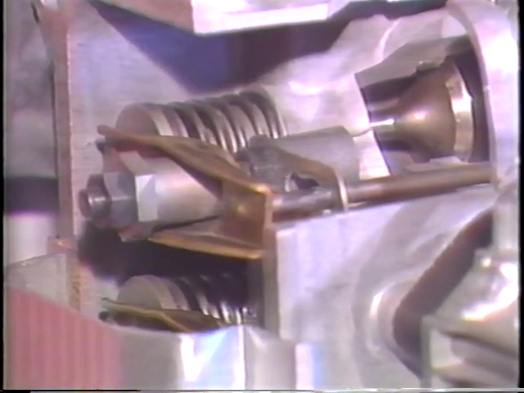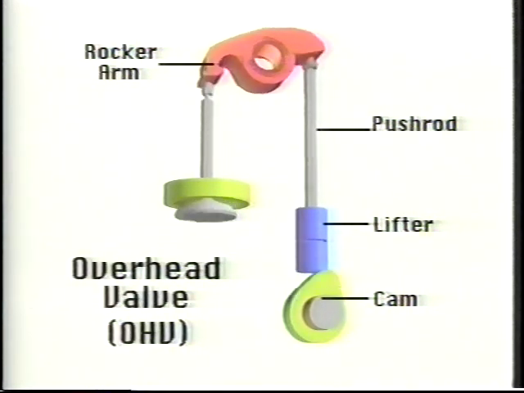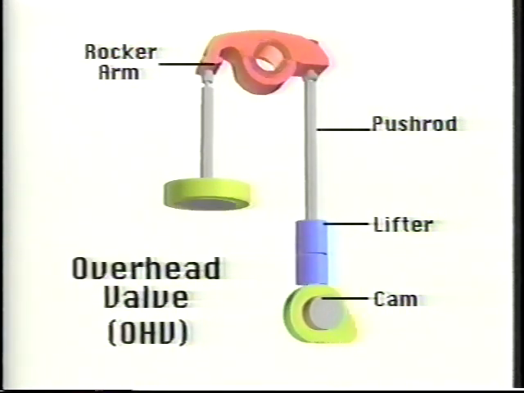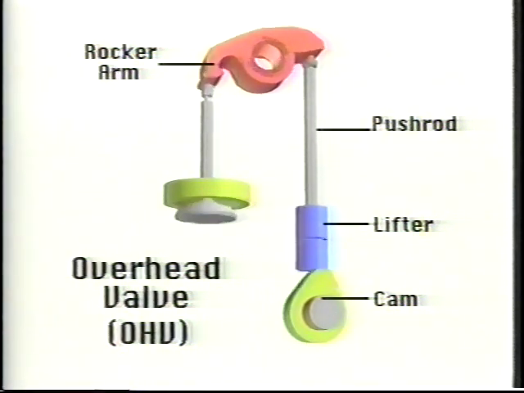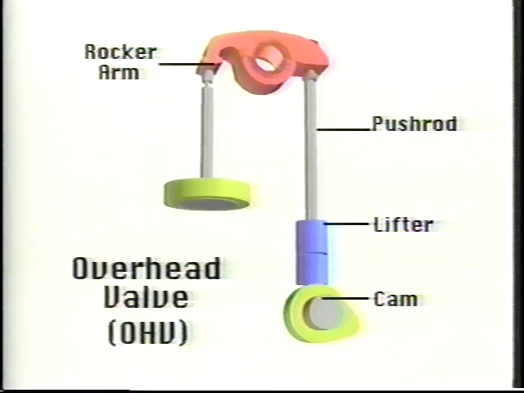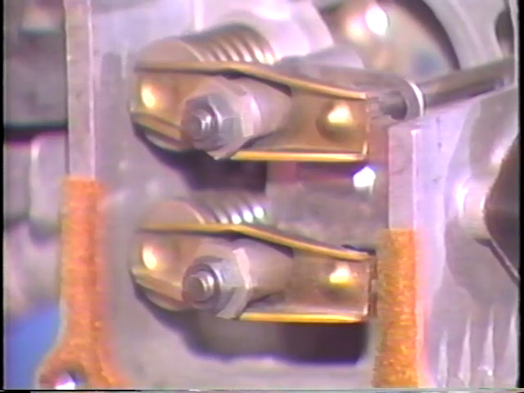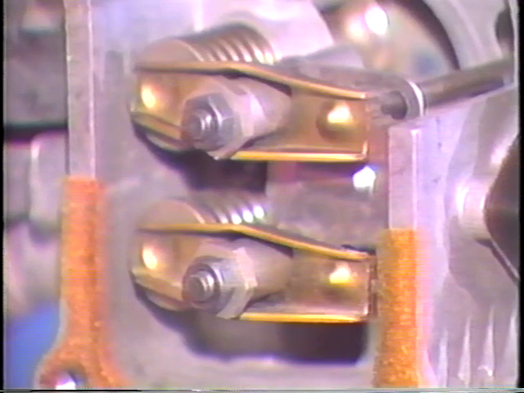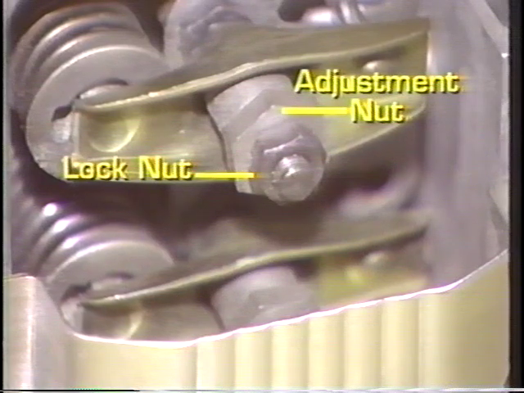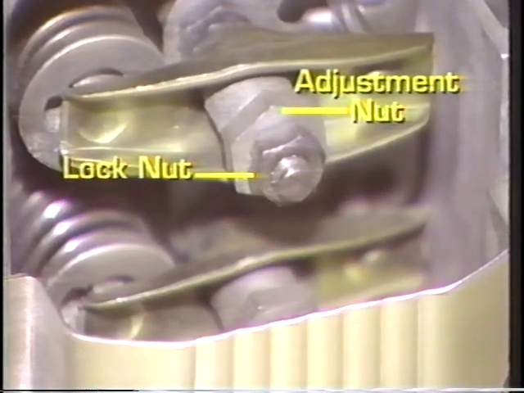This animation shows the fundamental parts of an overhead valve train. The cam is a source of motion. It transfers movement to the lifter and push rod. The rocker arm then changes the direction of motion and pushes down on the valve to open it. Most rocker arms for small gas engines are made of stamped steel for lightness and strength. An adjustment nut and lock nut secure the rocker arm to its stud in the head.